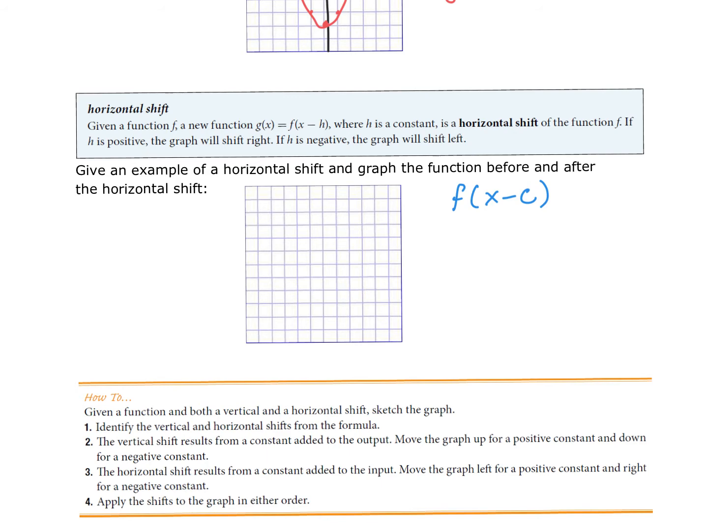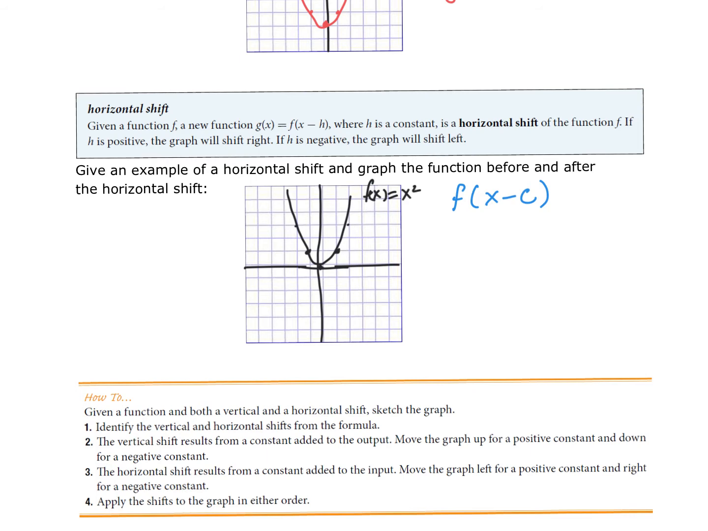Now notice that when I have this plus c, it is actually going to go in the opposite direction of what you expect. So once again, I'm going to use the parent function, x squared, because it is easy to work with. So I know it's going to go through 0, 0, 1, 1, negative 1, 1, 2, 4, negative 2, 4. And so here we go.